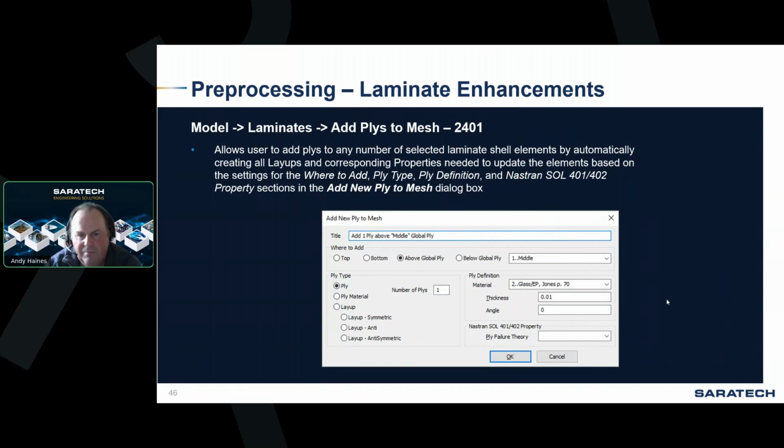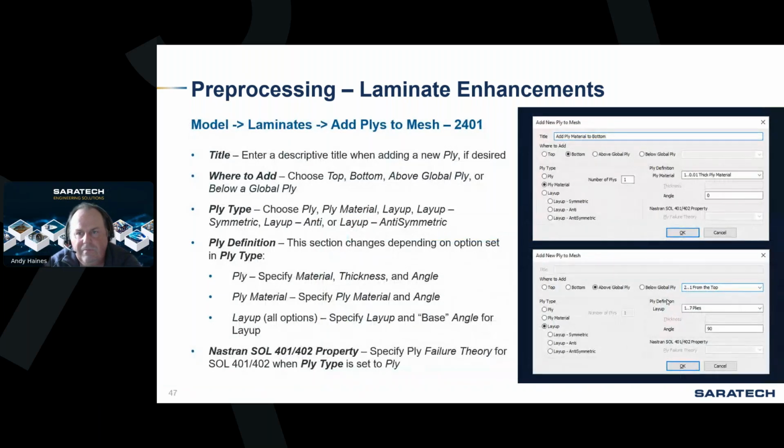You can assign them failure theories if you want for solution 401, 402. And again, depending on what you have selected in ply type, you get different options on the right-hand side of the dialog that allow you to do this.